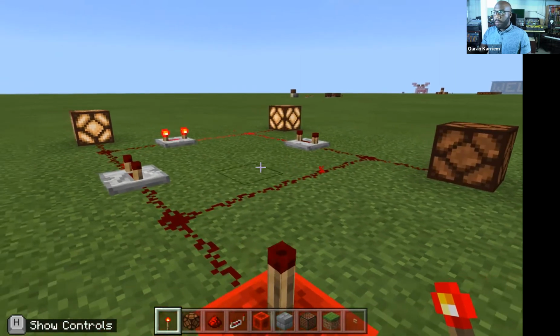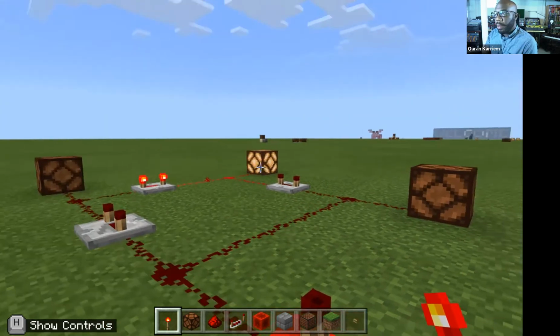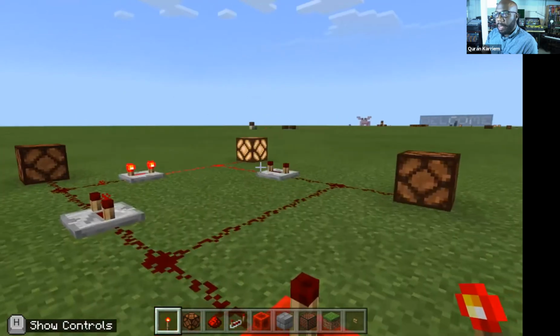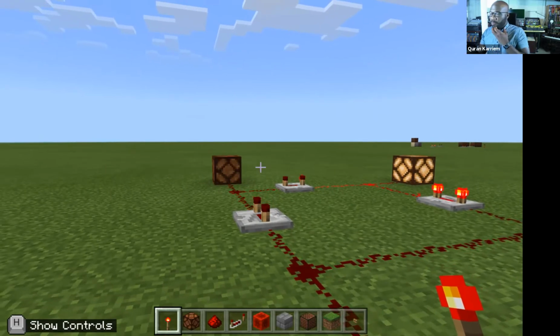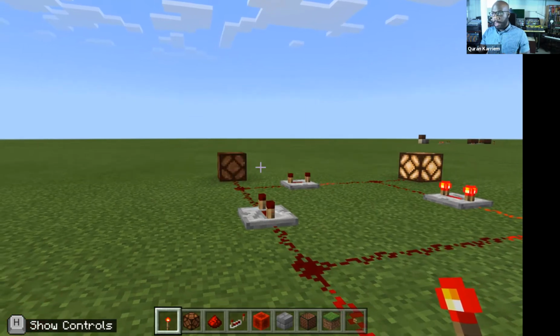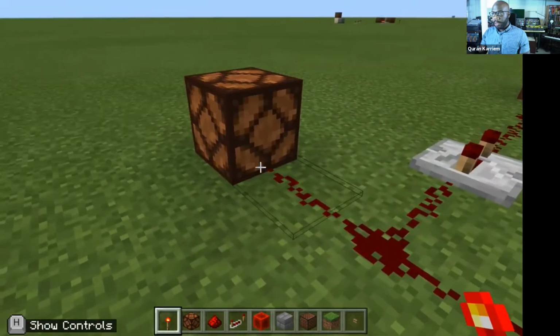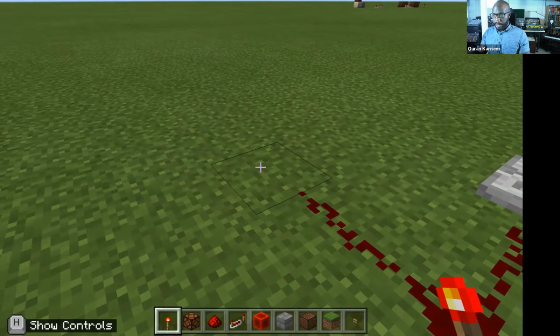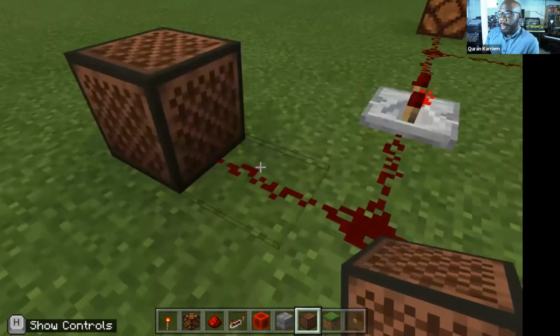Okay, and so now I'm going to go into the note blocks. The lamps make it really easy to see what's happening, but the note blocks make sounds instead of light when they get some redstone energy. So if I put a note block there instead, I get this sound every time.